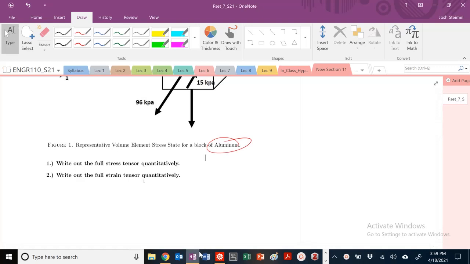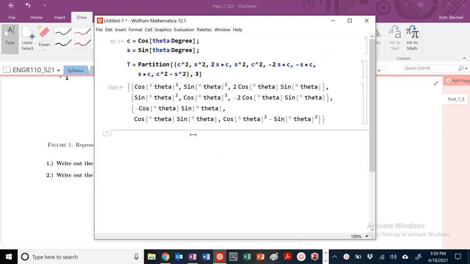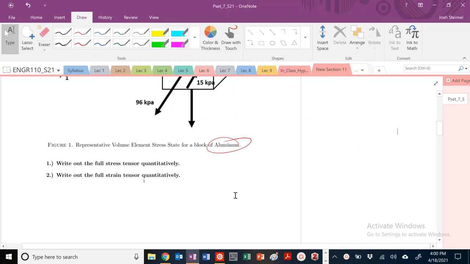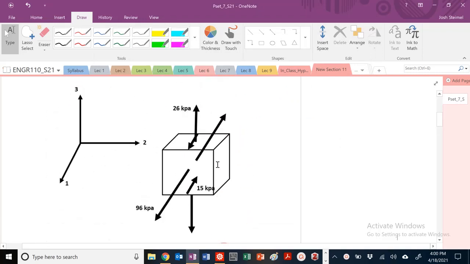So I know already my Young's modulus for this kind of series of problems. I'm going to pull up this notebook as well. So aluminum, 69 gigapascals, 10 to the 9. I'm going to say my Poisson's ratio is equal to 0.3, approximately for metals. Good rule of thumb. So good here. So we need to write out the full stress and strain tensors quantitatively.